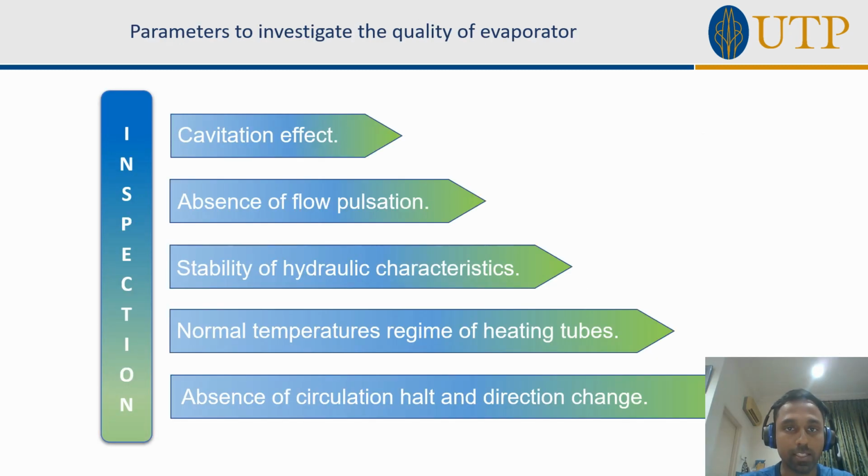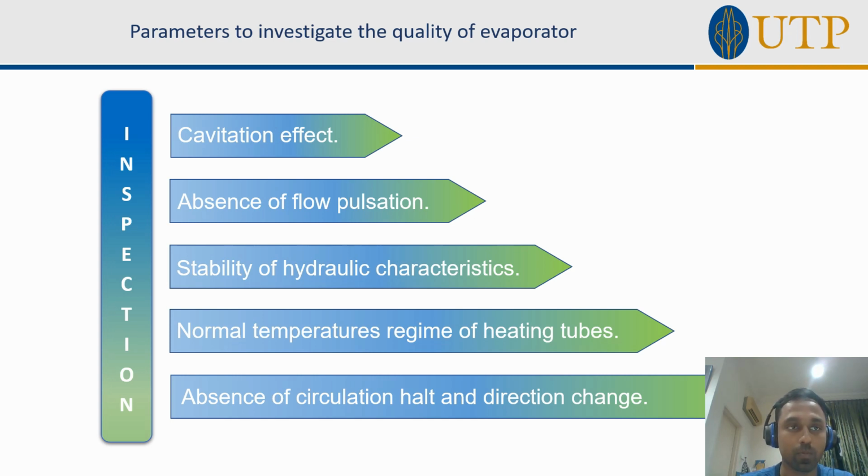In terms of investigating the quality of the evaporator, there are a few factors to consider. The first factor is the cavitation effect. So what is the cavitation effect? Cavitation effect is when bubbles occur, or there's bubble collapse on the solid walls in the evaporator, causing increased noise and vibrations, or sometimes loss of efficiency. Next is the absence of flow pulsation, stability of hydraulic characteristics, and normal temperature regime of heating tubes. Last but not least is the absence of circulation halt and direction change. That's all for my part.